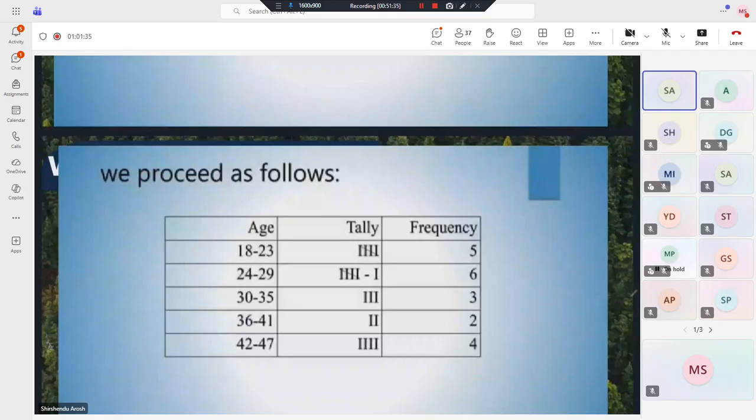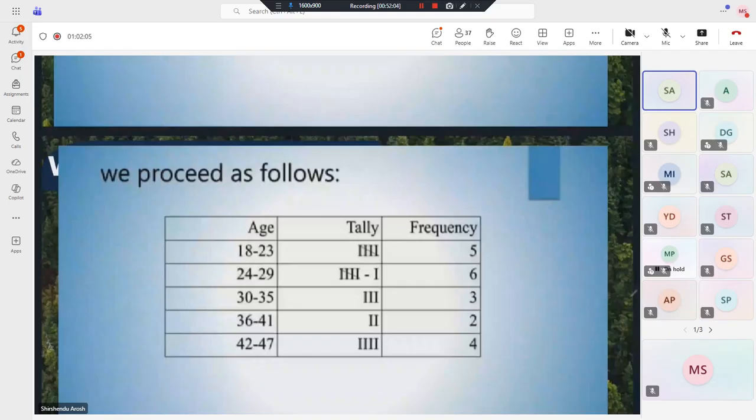Basically, tally means 1, 2, 3, 4, but for the fifth number I put a cross, right? Like this. We had done these things earlier in the basic classes. That's how we find the age classes and the frequency. Of course, we'll talk more about the class limits and all this, and understand the basic vocabulary of a table and how to deal with it.